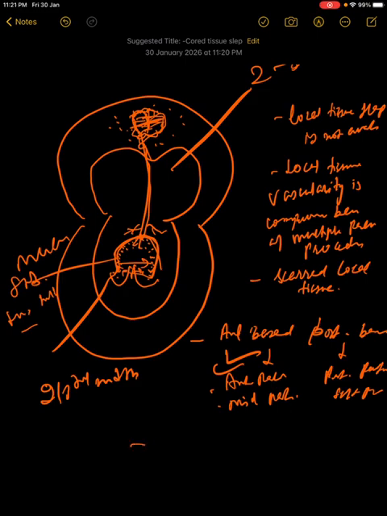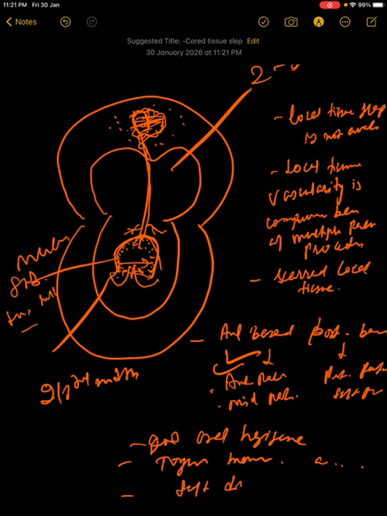So what all precautions do we have to take in the post-op period? In the post-op period, good oral hygiene has to be maintained. Secondly, the tongue movement should be minimal, so as to avoid dehiscence of the flap. And third, the patient has to be kept on a soft diet or on a liquid diet.